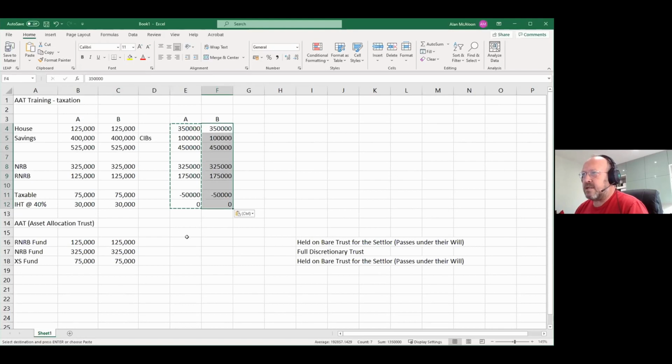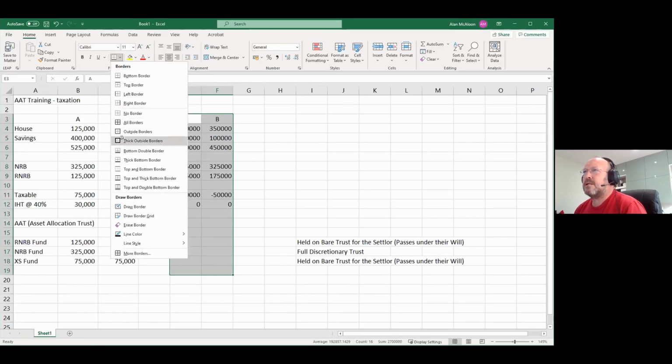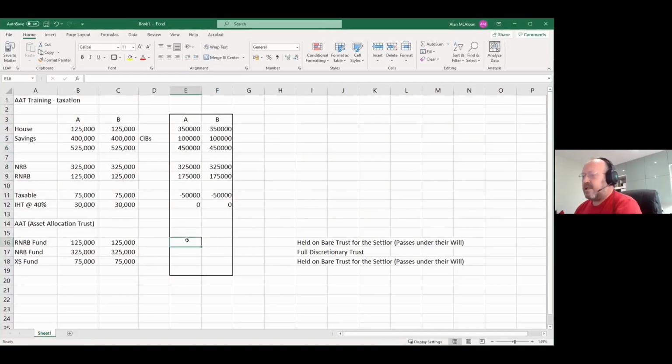Just to give you a more basic example. So in this case, let's just do a little black line around that so you can see that it's a separate case. So in this one, the nil rate band would be that, and then they're only putting the house in. So the value of the house less how much is in the residence nil rate band fund.